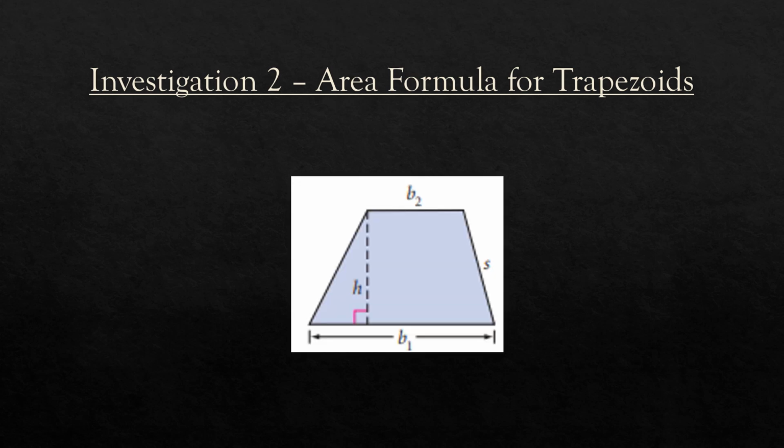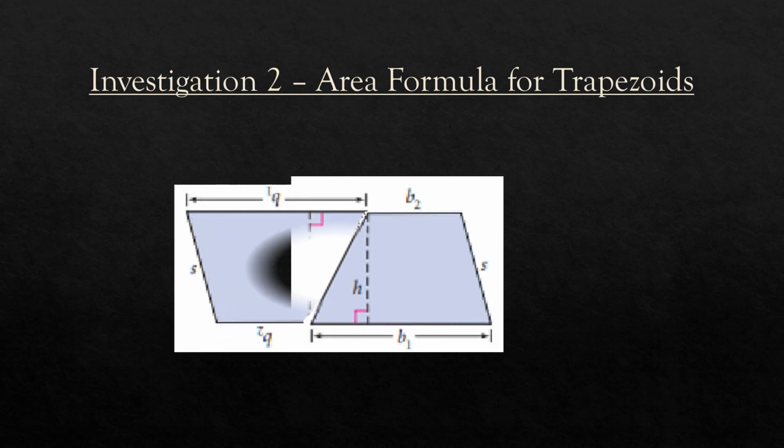First, we have our first trapezoid. We have a second trapezoid that we're going to cut out, and we're going to be able to line it up right next to the first one. When we do this, we can see that we have a parallelogram. But now, the length of the base is both base 1 and base 2 of our original trapezoid. The height is still the height.